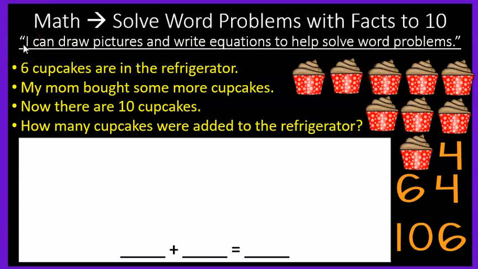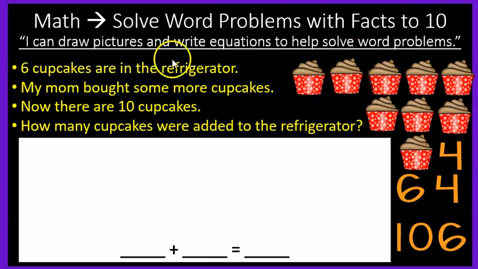Meaning that when you're doing this, you should be able to do this and do that once you're finished with your lesson. Let's read it together. Read it with me. I can draw pictures and write equations to help solve word problems. Okay? We'll keep reading that as we continue on next week into our math lessons again.